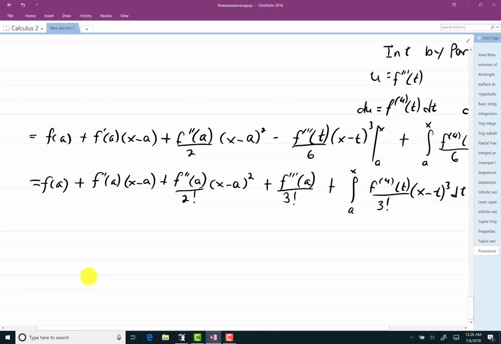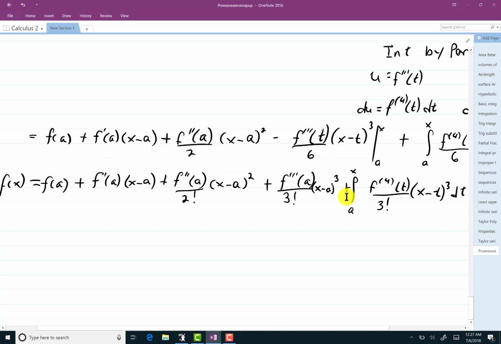This is equal to f of x. Well, you can see it's starting to build the series. I'm missing a piece here. I'll see if I can sneak it in. Put a plus right in front of that: x minus a cubed. See it? The series is building. I'll do the same game again, except now I'll let u be f to the fourth. dv will be x minus t to the third over 3 factorial. When you integrate again, you'll get a 4 factorial. So you can see it is getting to f of x.